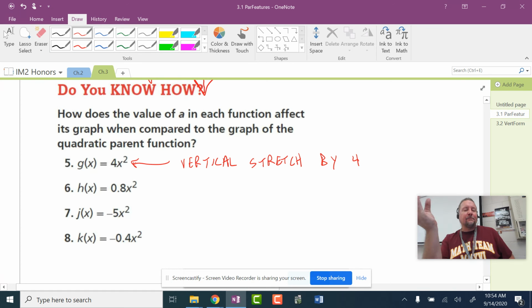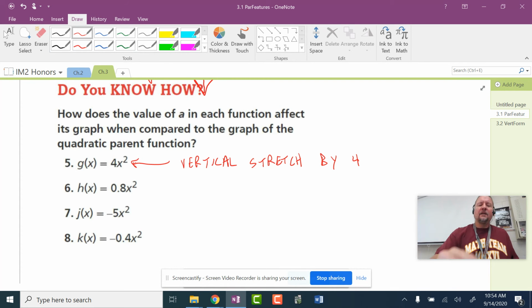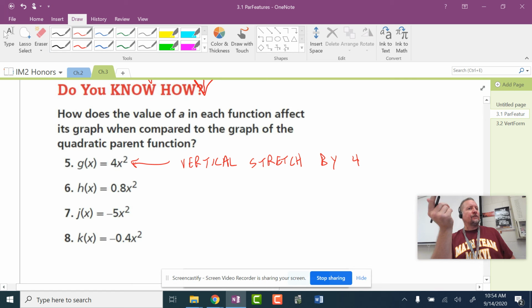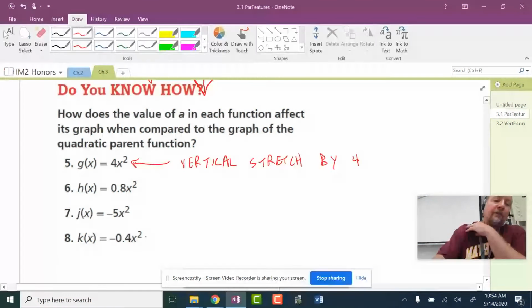You can expect it to be skinnier, but I don't like using that term. It's not a mathy term. When things are vertically stretched, they're not always skinnier. That's the problem. These affect all functions the same way when you have some sort of multiplier like that. So it's just not a good math term.